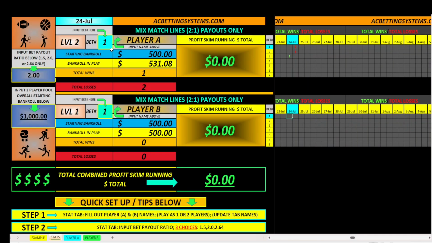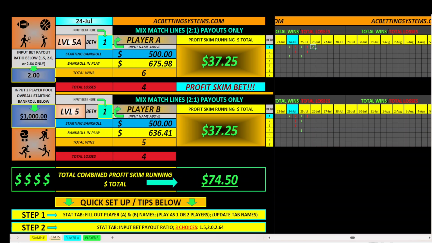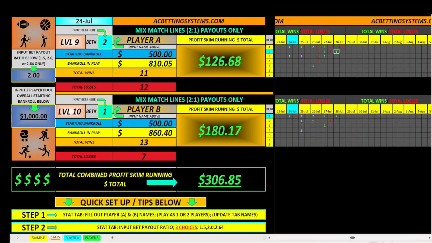Okay, so I'm just going to send this into a simulated win-loss scenario at fast speed so we could see this thing in action. Okay, here we go. As you can see, as the wins and losses are plugged in, each player's win-loss totals tabulate. The levels begin to move up. Bet numbers are adjusted for each win or loss. And we begin to see profit skims. And since we keep the entire bankroll in play, with the exception of the profit skims, you can see how this thing really begins to blow up.